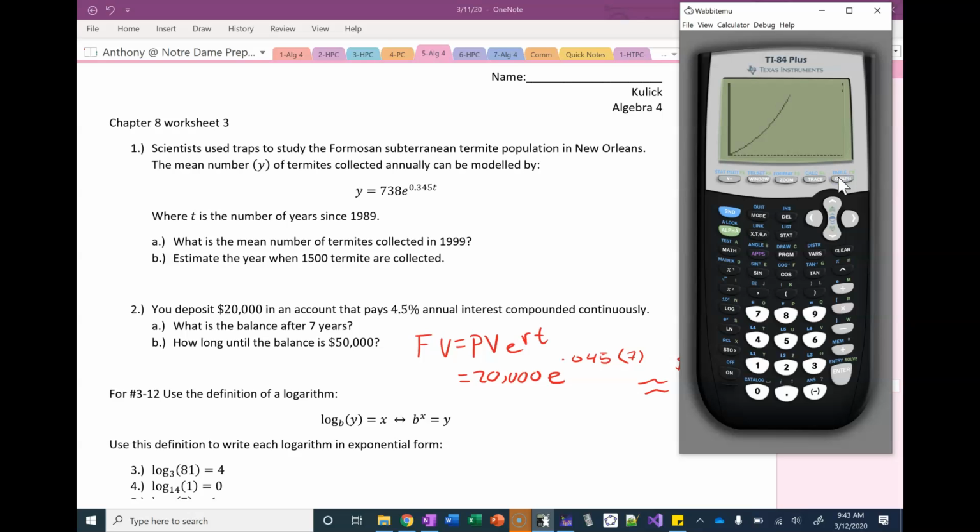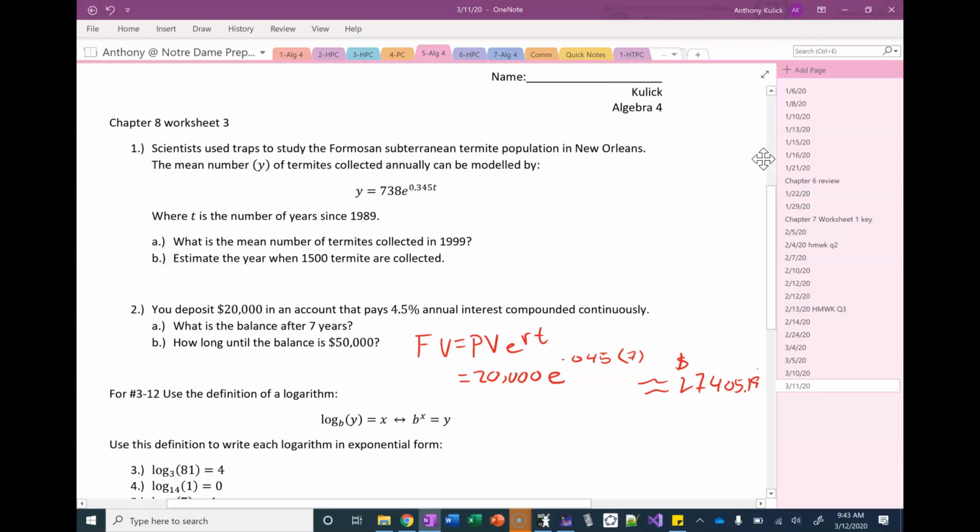So there's my account value curve, and there's my 50,000. The intersection is what I'm looking for. So I'll press second trace, choose the intersect command, first curve, second curve, guess. So that happens at 20.4 years. So that's my value for B.